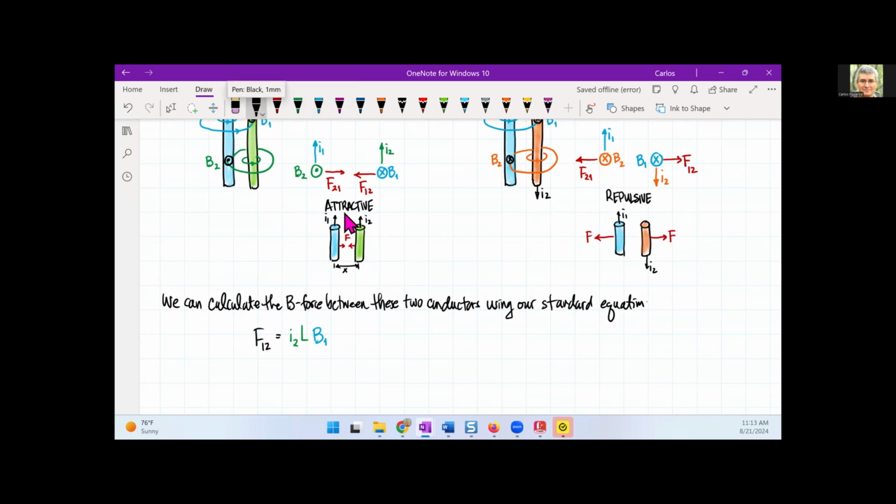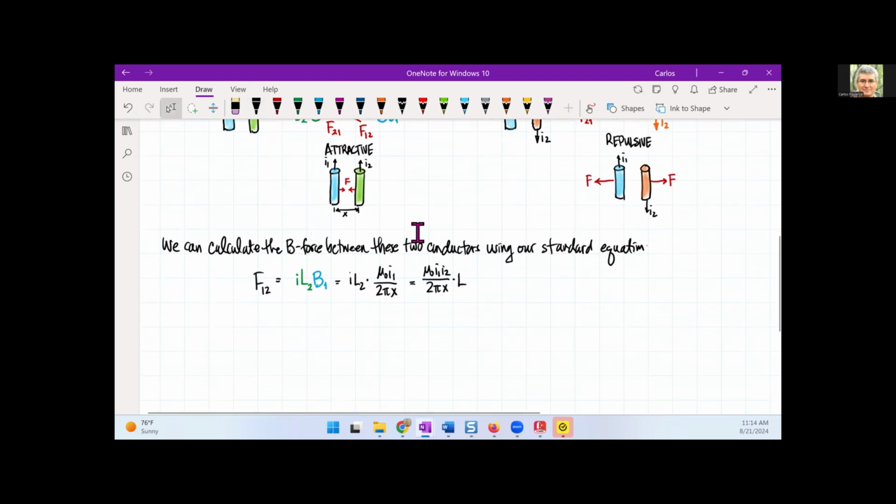And so if we start writing out these details here, you know what? They have the same current, so it doesn't make sense to write it that way. We need that length. So if I write this out in detail here, this will then be I2 L, but we know the magnetic field of a long wire, which is mu naught I1 divided by 2 pi x. So if I clean this up just a little bit, I'm going to get mu naught I1 I2 times the length, divided by 2 pi x, and that's the magnetic force.